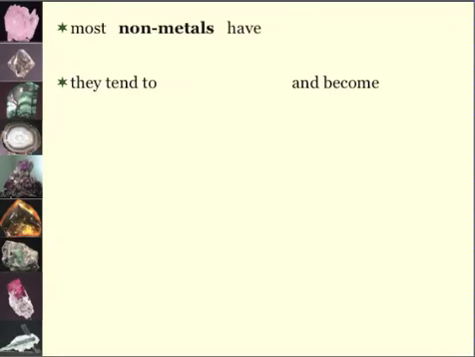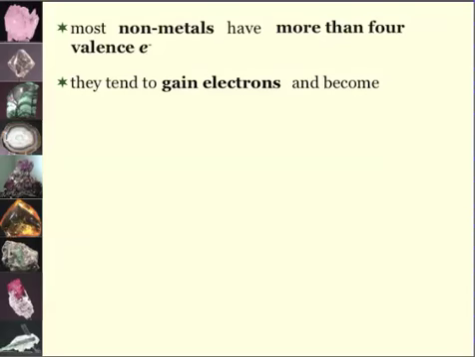Most nonmetals have more than 4 valence electrons. Because of this, they tend to gain electrons and become negative ions or anions. This is, again, all because of the octet rule, right? Our metals are going to lose their electrons because they're trying to satisfy the octet rule. Non-metals are going to try to gain electrons in order to complete the octet rule.